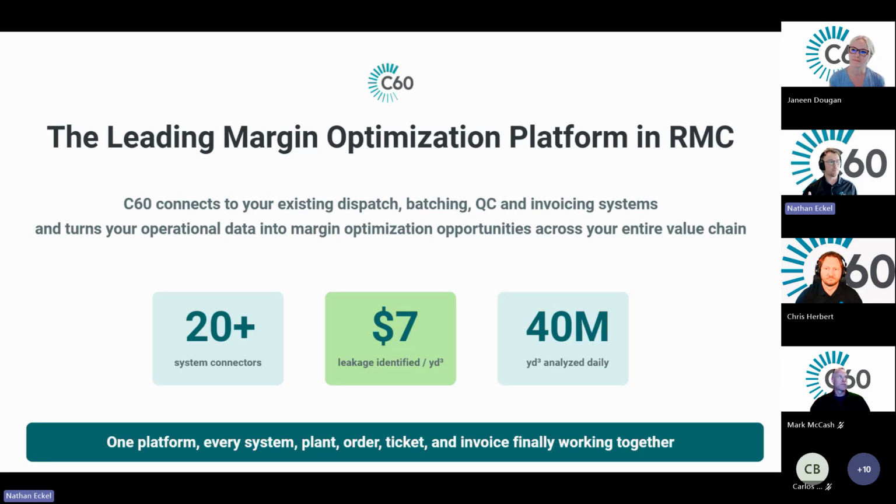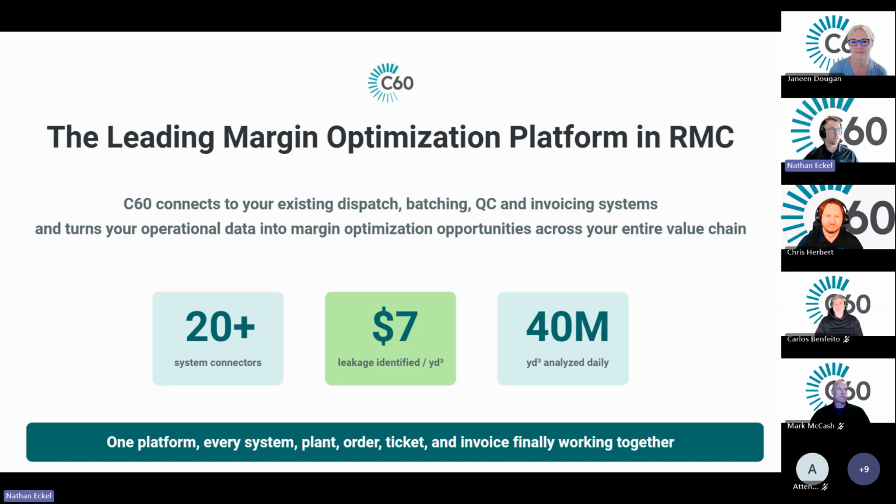C60 is the leading margin optimization platform in the ready-mix industry. What we do is connect all the different operating systems in the ready-mix industry, that includes your batching, dispatching, quality control, invoicing, and so on, to turn your operational data into margin improvement opportunities. We do this by analyzing your entire value chain, and I'll elaborate on that on our next slide. We have over 20 different connectors to all the different operating systems as it relates to operational performance and also payroll, and some additional data streams that are maybe not as common in certain applications.